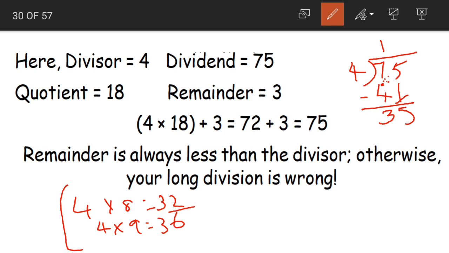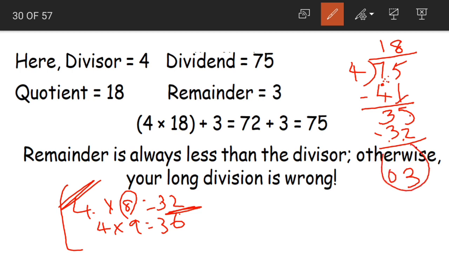So 35 lies in between these two. We should go with the smaller number. 4 8s are 32. So 8 is written in the quotient. 32 written below here. When we subtract, 5 minus 2, 3. 3 minus 3, 0. What is remaining? 3 is remaining. Now this remainder is less than 4. So we cannot further divide it.